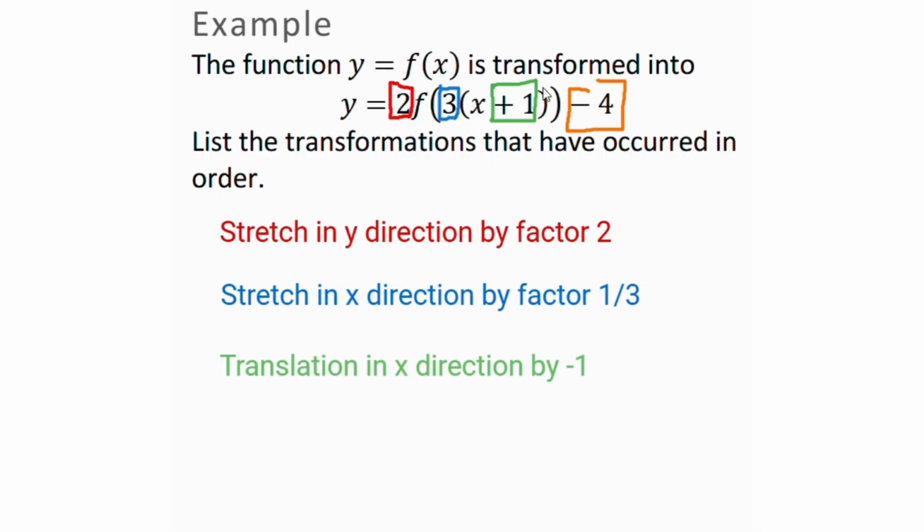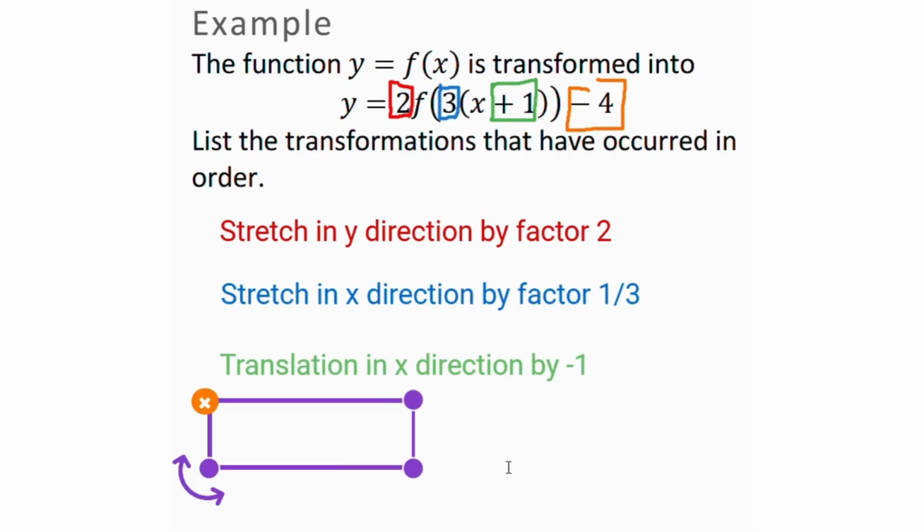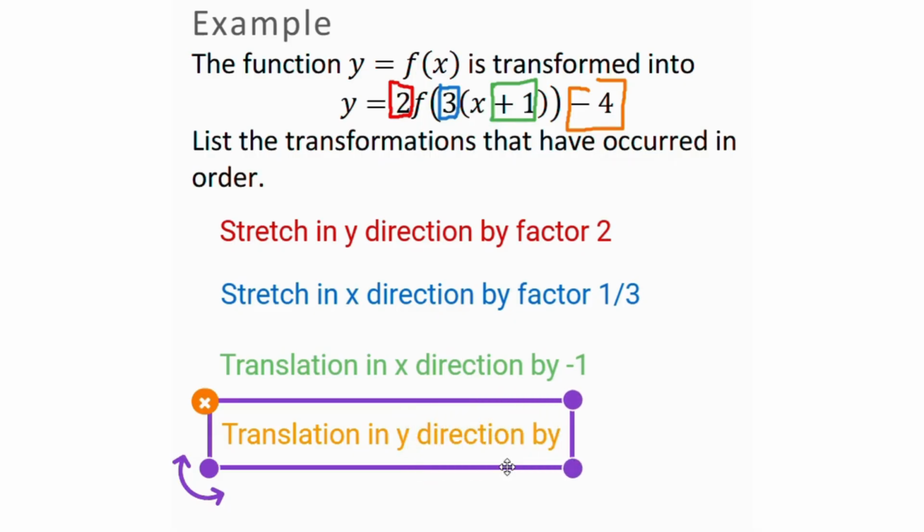There we go. Now I'm going to do the final one, the -4. The -4, because it's a minus, is a translation. It is outside the function, so it is in the y direction. And because it's outside, it is how we expect it to be, so it is by -4.